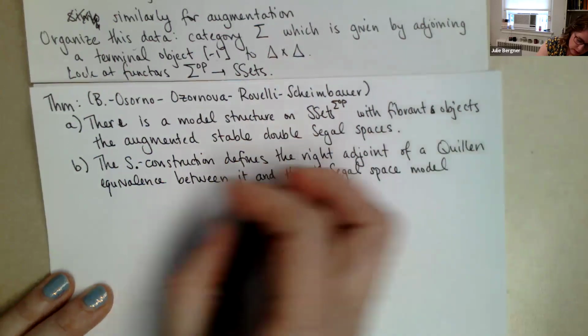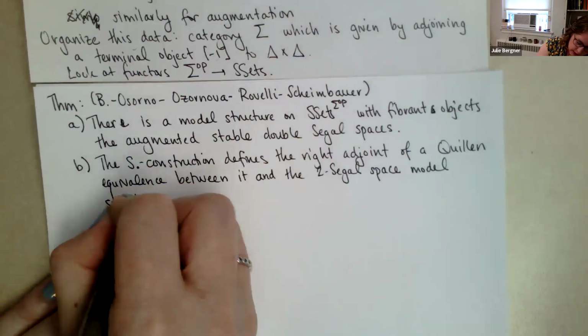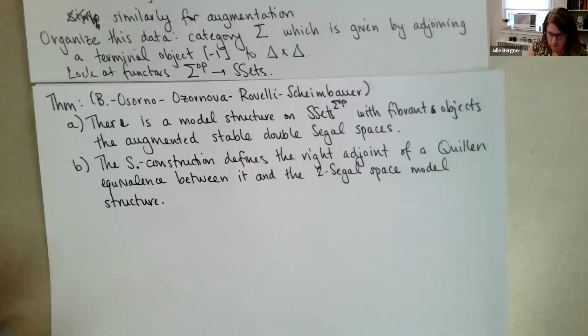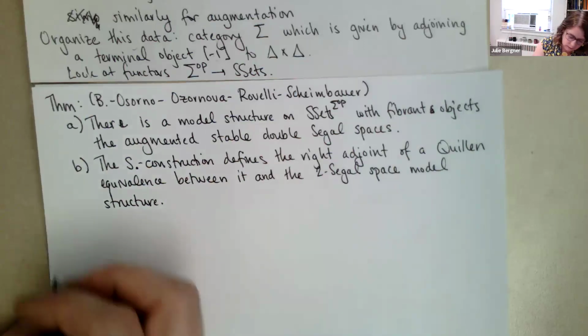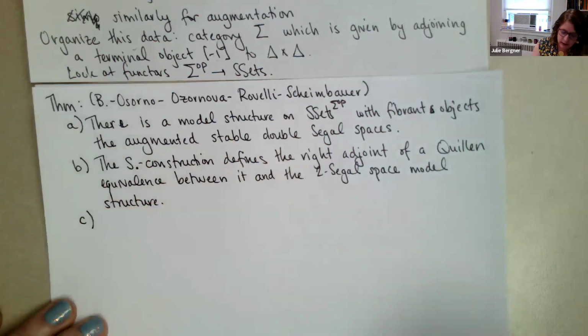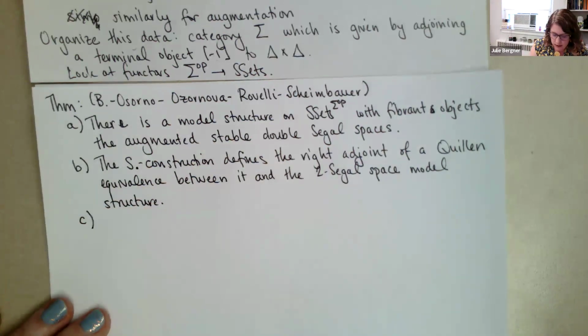time. Again, if you're not a model category person, just say there's some appropriate equivalence of homotopy theories between the augmented stable double Siegel spaces and two Siegel spaces, which is the appropriate homotopy generalization of the discrete version from last time. And then lastly, we really want that this S dot construction recovers the ones that were known before. It's not some new thing.